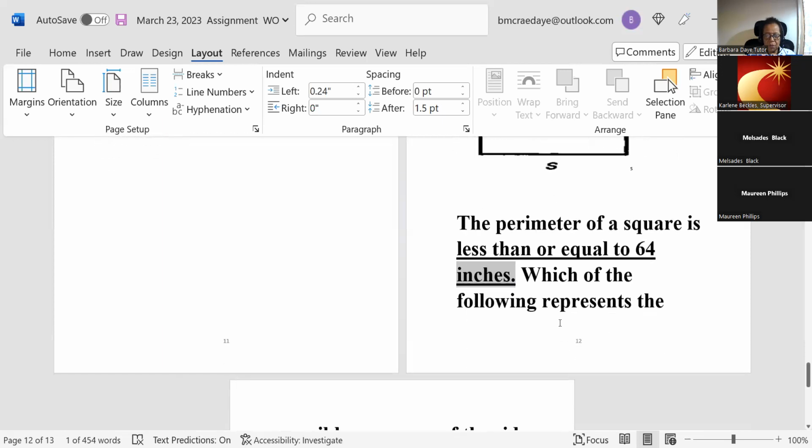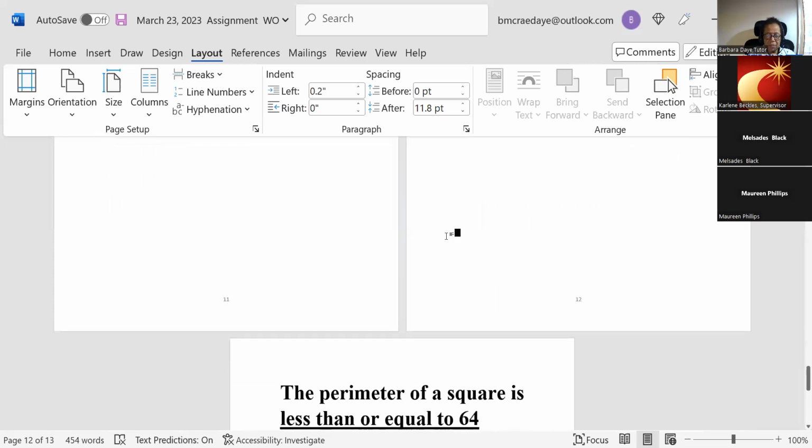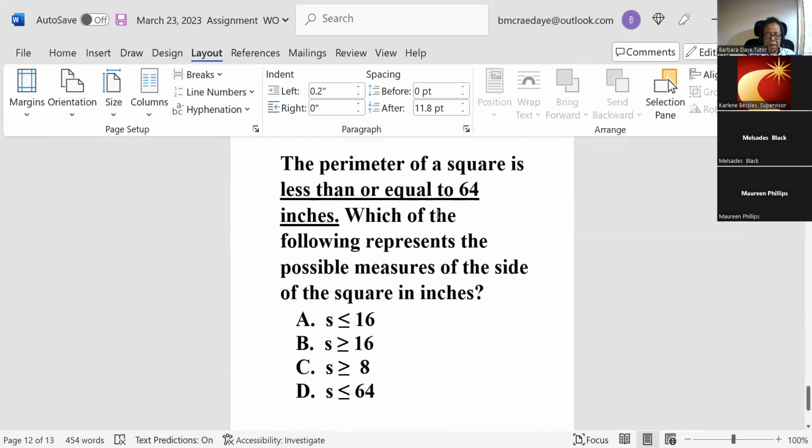Okay. Which of the following represents the possible measures of the side of the square? Perimeter is less than or equal to 64. 4 sides, so the sides must be what, Maureen? 16. That's right, because 64 divided by 4 is 16. So which one would be correct, A or B?